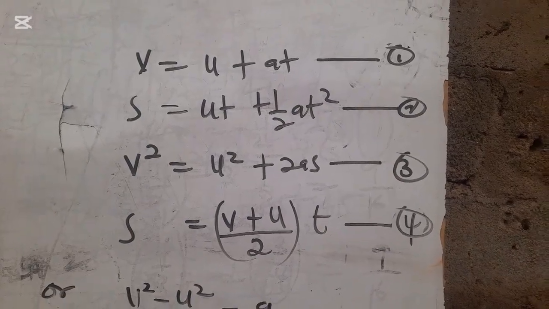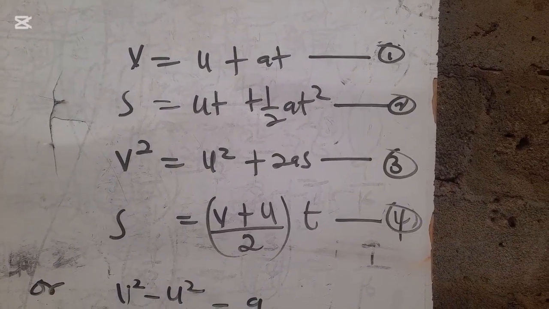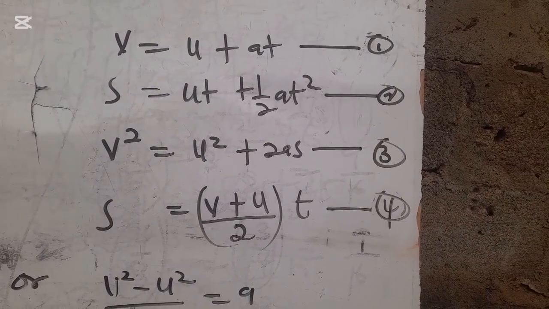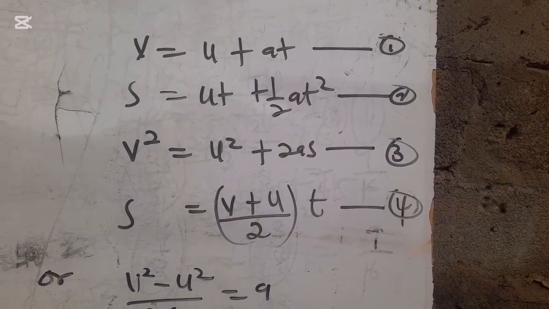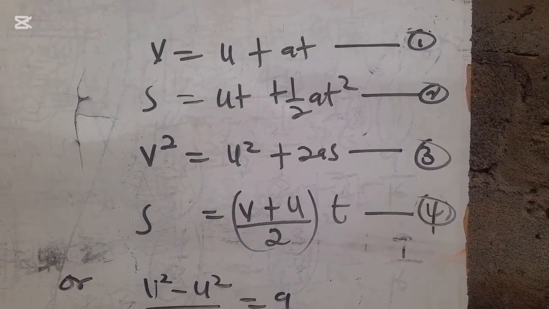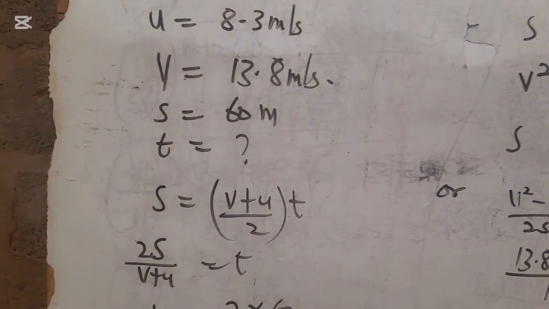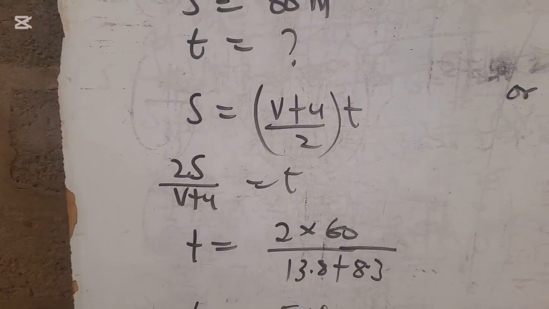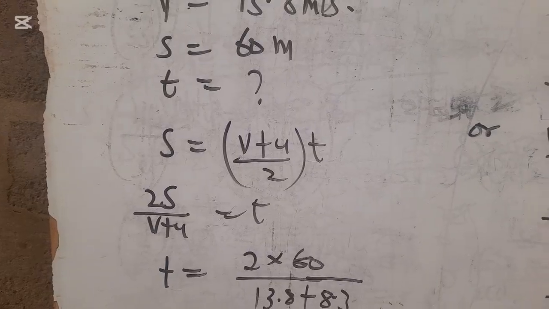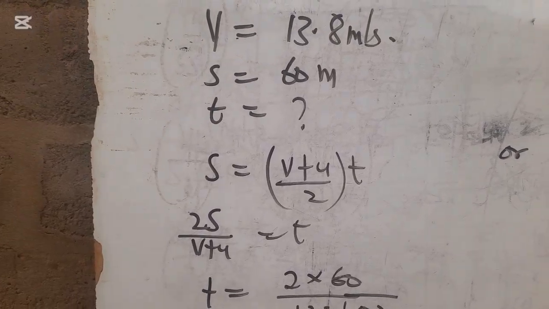should be used here is equation 4, the easiest and the simplest, because of the information given. You can use others, but let's use 4. Equation 4 is the most appropriate to be used, the average distance.